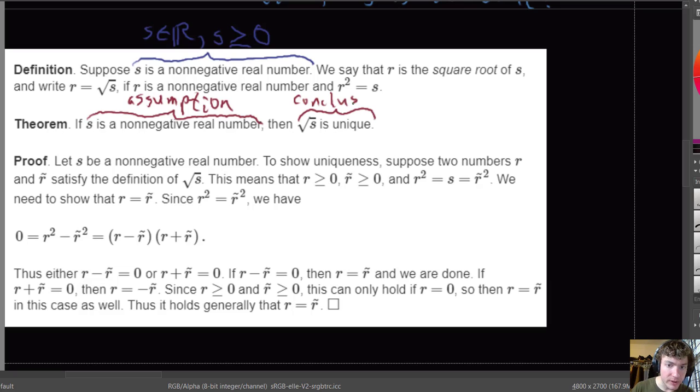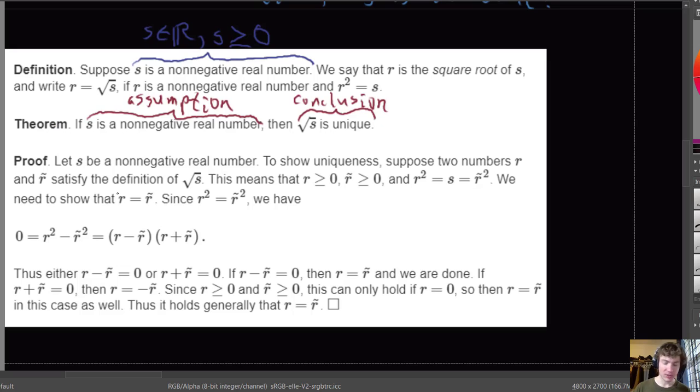And now we ask, do we understand all of the words mathematically that are being used in this sentence? So the word unique in a mathematical context means that there is only one number with that property. You cannot have two distinct numbers that satisfy the definition of the square root of S. So we understand unique. Do we understand what square root of S means? Well, yes, that's this definition here. So the square root of S means it is a number such that the square of that number equals S.